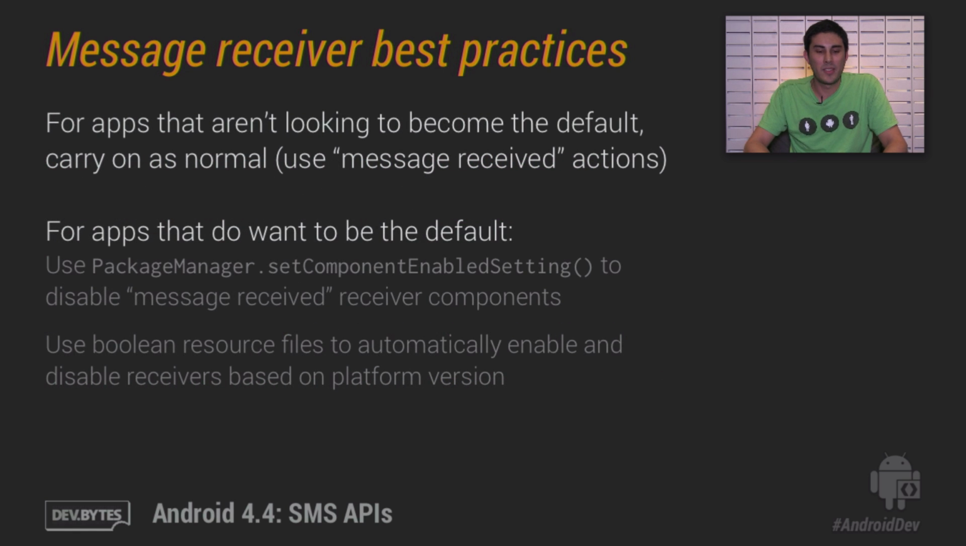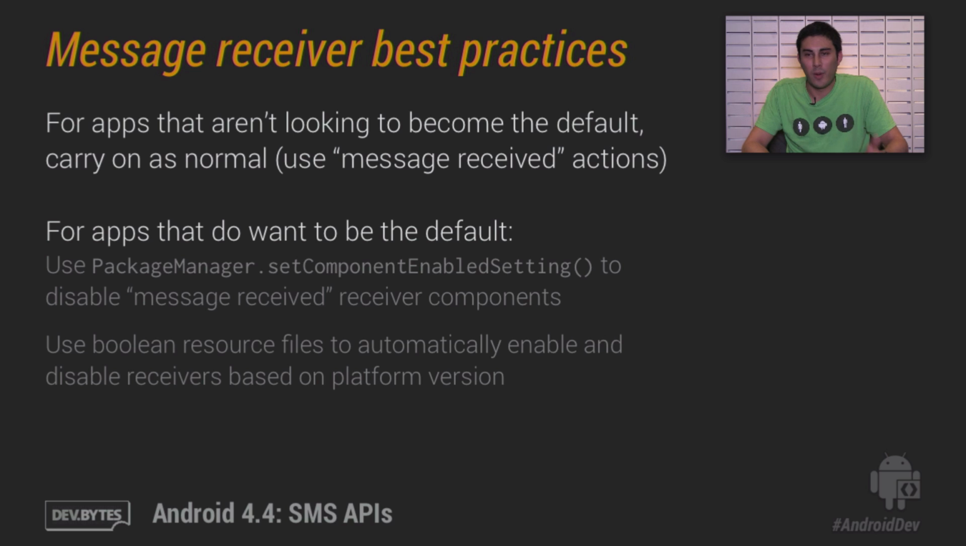So let's talk about some message receiver best practices. For apps that are not looking to become the default, they should just carry on as normal, using the message received actions. These are the ones that, as I mentioned, were private before KitKat, but are now public in KitKat. For apps that do want to become the default, they should probably be listening to both the message received and the new SMS delivered ones.